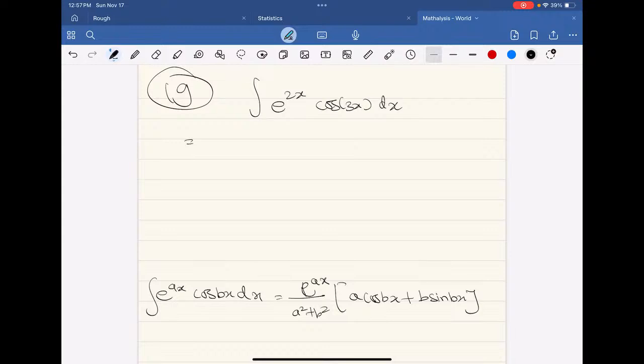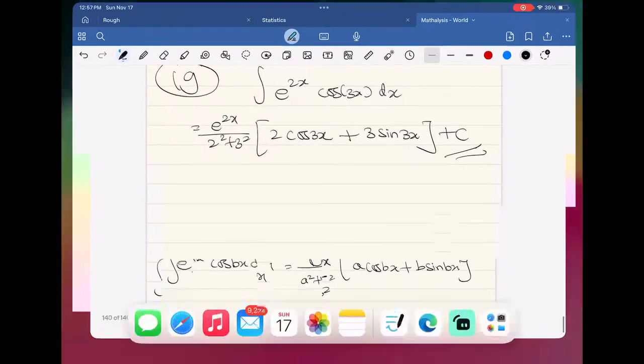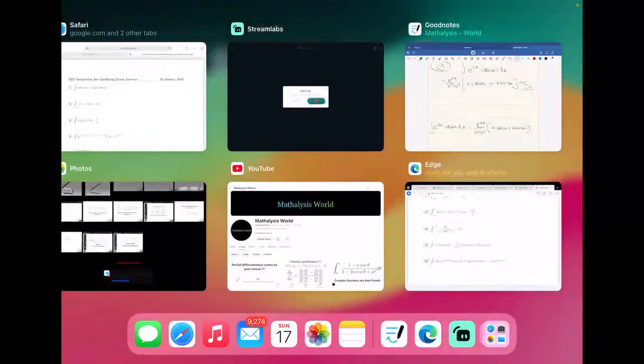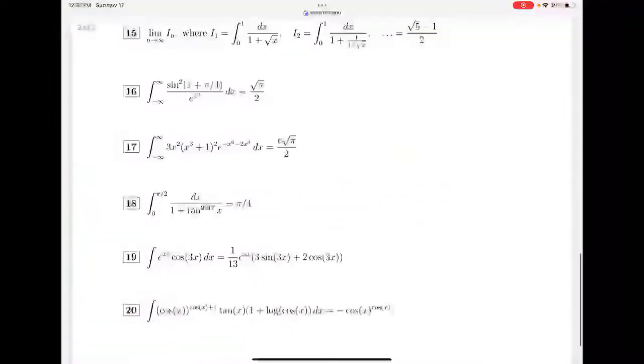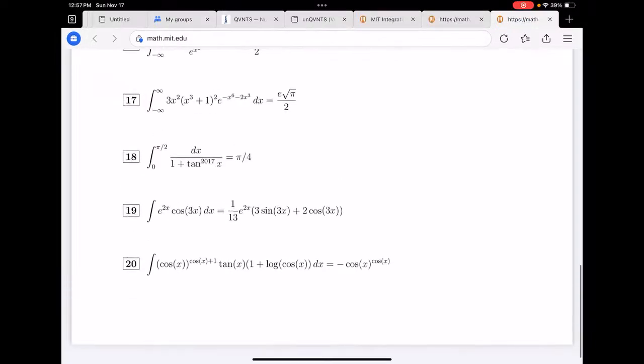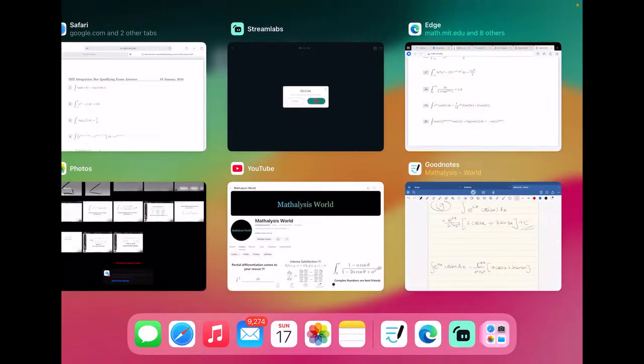Now if I use this formula and directly solve it, our answer would just be e to the power 2x divided by 2 square plus 3 square, 2 cos 3x plus 3 sin 3x, and that's the direct answer for this problem. So we solved it. Let's check the answer. e to the power 2x by 13, yeah, 3 sin 3x plus 2 cos 3x, that's the answer. Now there's just one more problem to finish, and we took around 72 minutes.